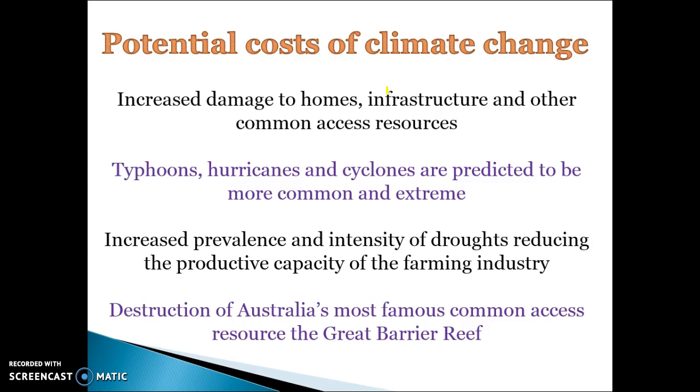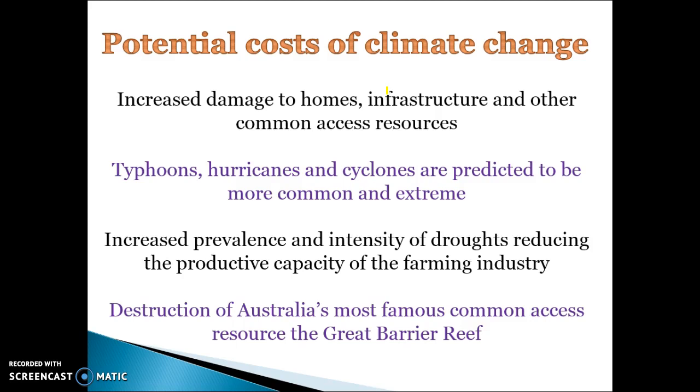Typhoons, hurricanes and cyclones are predicted to be more extreme. There might be increased prevalence and intensity of droughts, reducing the productive capacity of the farming industry. So that idea of that drought will then reduce the fertility of the land, and reduces the amount of water available for farmers. And it can also lead to the destruction of the Great Barrier Reef.